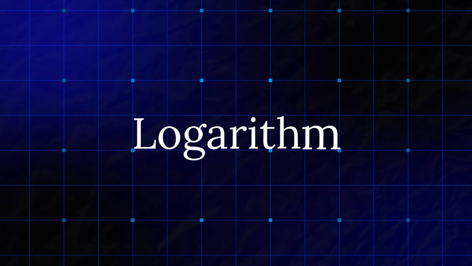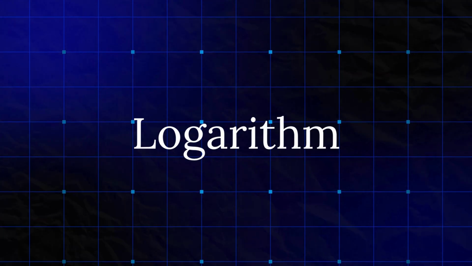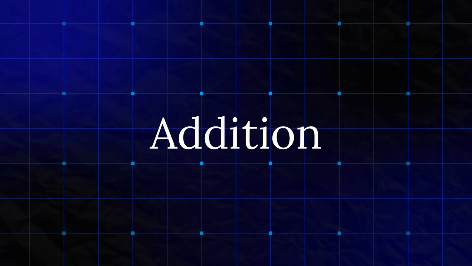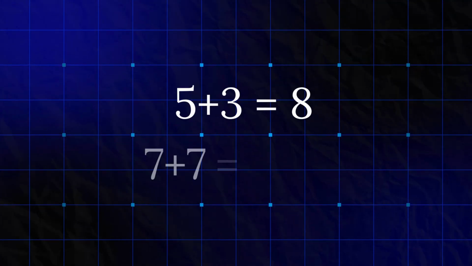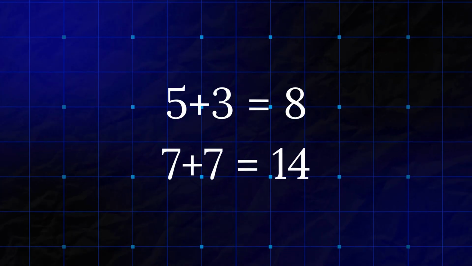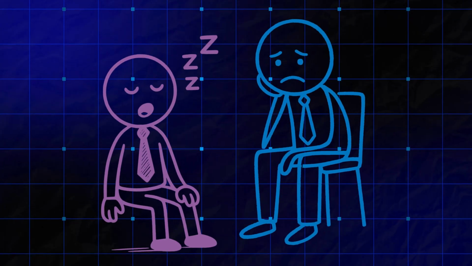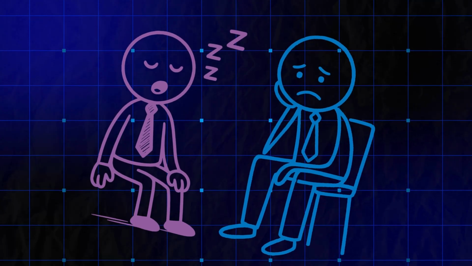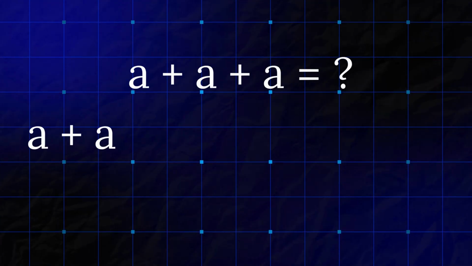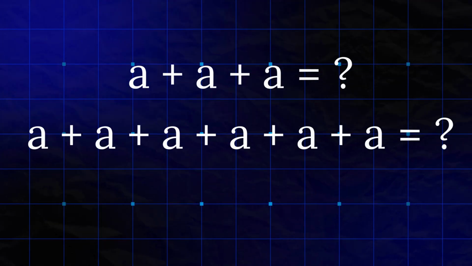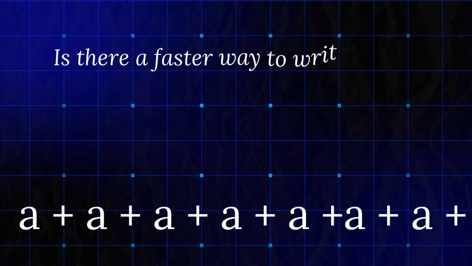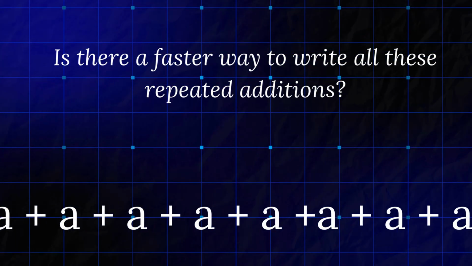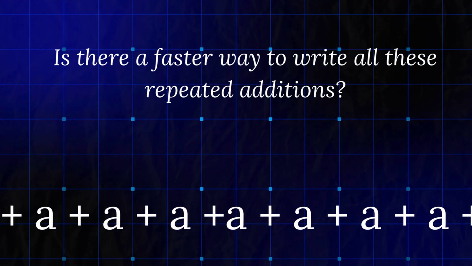To understand logarithms, we have to go back all the way to one of the basics of math, addition. Everyone knows addition. 5 plus 3 equals 8. 7 plus 7 equals 14. Nothing special, right? But what if we keep adding the same number over and over? It starts to get a little long. So we ask ourselves, is there a faster way to write all these repeated additions?